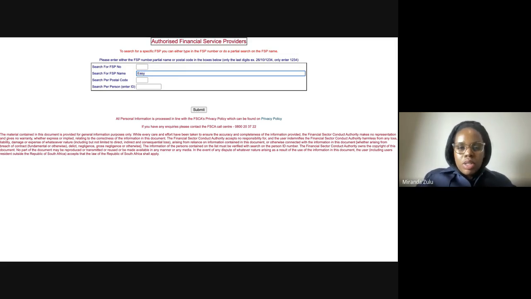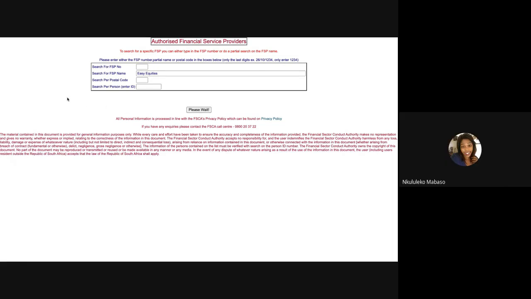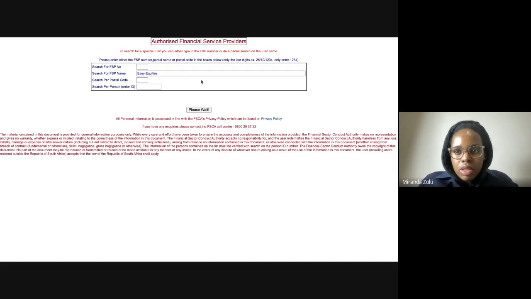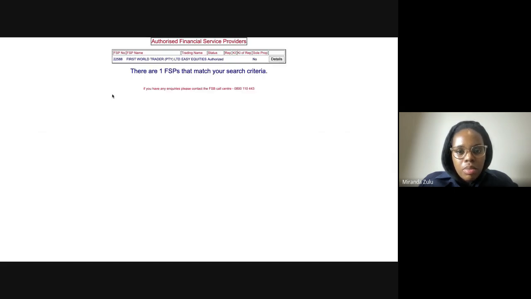I know Easy Equities doesn't go by Easy Equities. It goes by Trade World something. Let's see if we can find it using Easy Equities. I know their holding company name is Trade World something. Okay, so you search them by their name. Yeah, you'd search them by name. I just want to see if this is going to pop up. FSP name. Yeah, First World Trader, sorry. So there we go. There's Easy Equities, First World Trader, trading as Easy Equities.